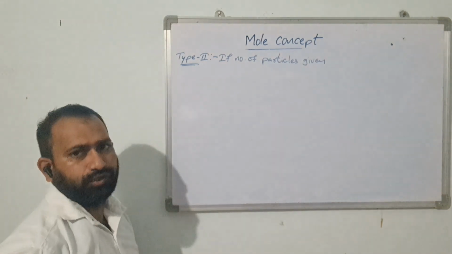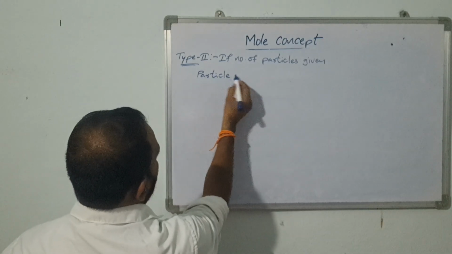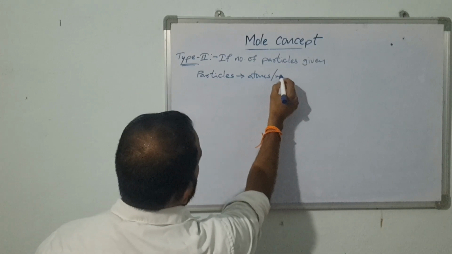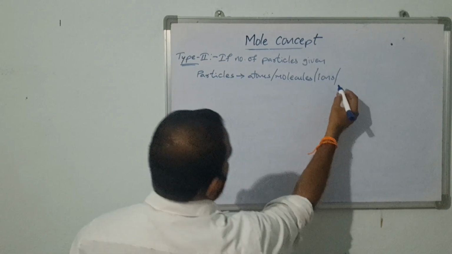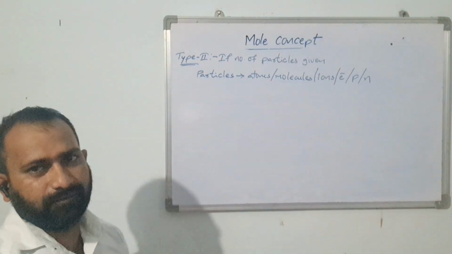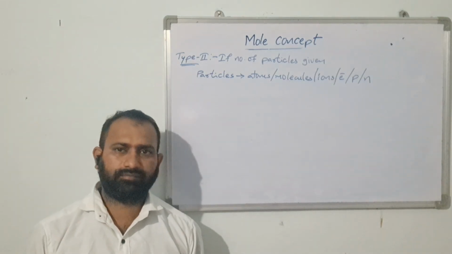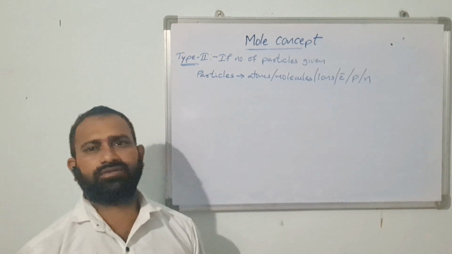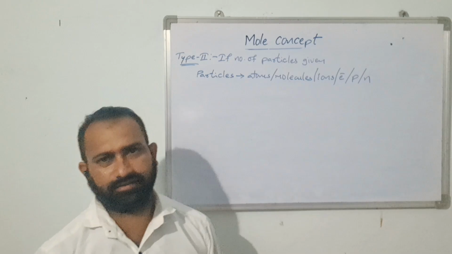You should remember one thing, students. Here particles means atoms or molecules or ions, or electrons, protons, neutrons. These are all simply called particles. A substance in atomic state has atoms, molecular state has molecules, ionic compounds have ions, and electrons, protons, neutrons are the subatomic particles.